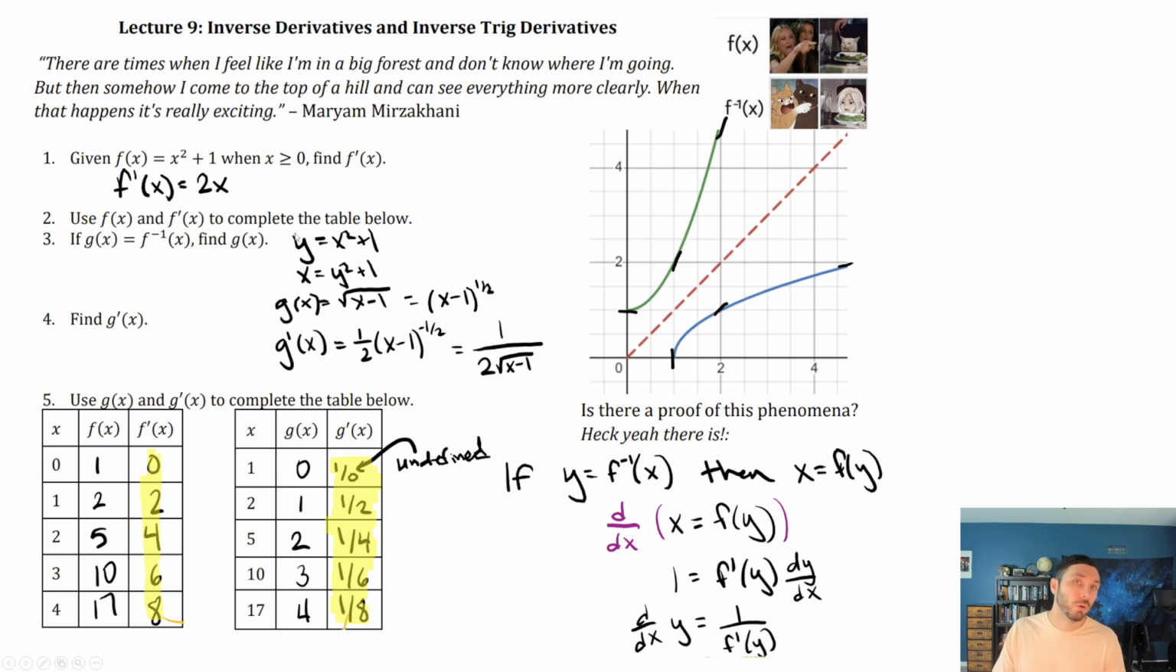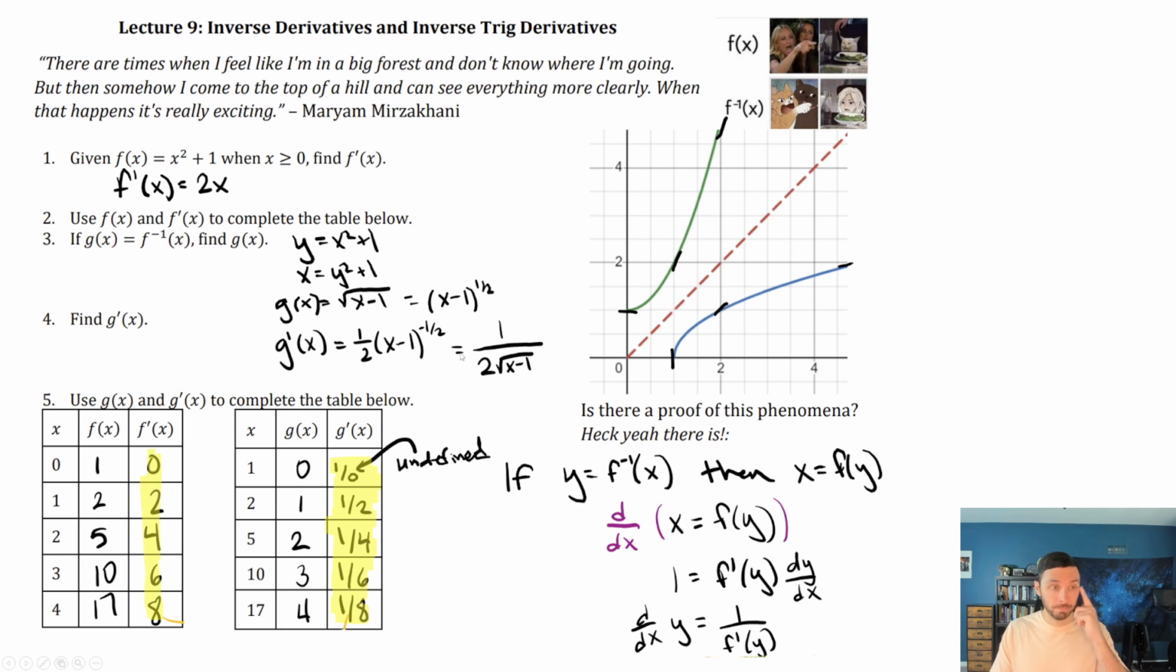Now, if I were to go out of my way to find the inverse function to this x squared plus 1, I would end up getting the square root of x minus 1. The way we did that is through replacing x with y and solving for the new y. Technically, there's a plus or minus here, but I'm just fixing x to be greater than 0. And then I found g prime by chain rule. I took the 1/2 brought up front, subtracted the 1 here, kept the inner the same, and then the derivative of the inner is just 1. So it's this expression.